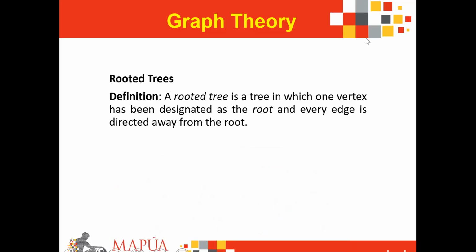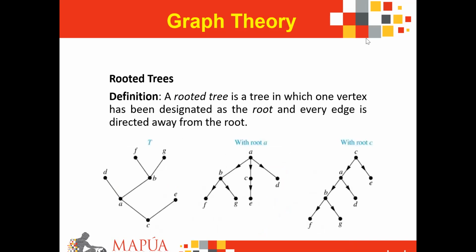Rooted trees. A rooted tree is a tree in which one vertex is designated as a root and every edge is directed away from this corresponding root. These are common illustrations of a rooted tree. Although vertex A happens to be the root of this given tree, the root may be labeled in different manners, and it may be positioned in different manners too.